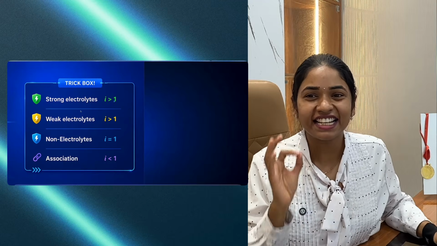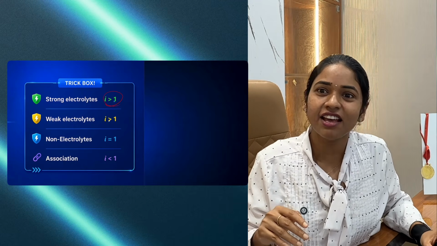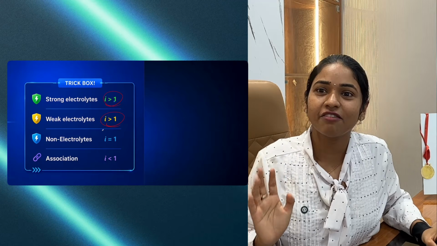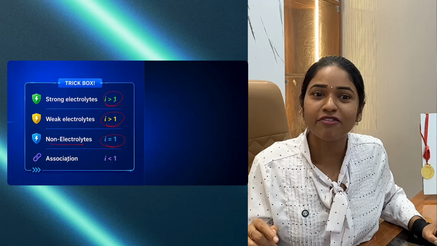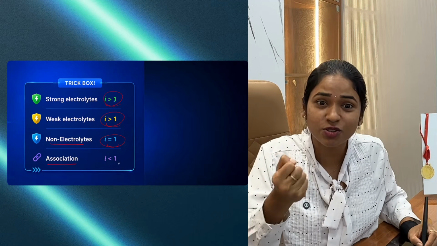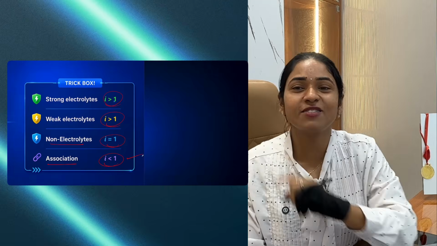This is the excellent trick box. Simply, for strong electrolytes, i is greater than 1. For weak electrolytes also, i is greater than 1. If it is a non-electrolyte like glucose or fructose, i is equal to 1. If any substance is undergoing association, i is less than 1. Try the 3 given questions. In the next video, I'll upload the answers.